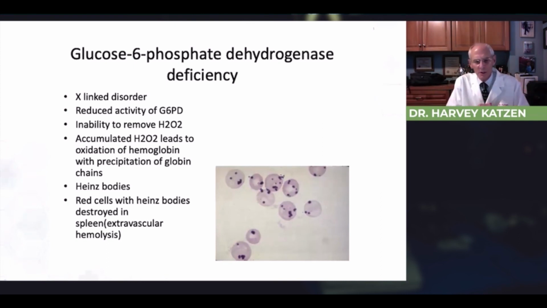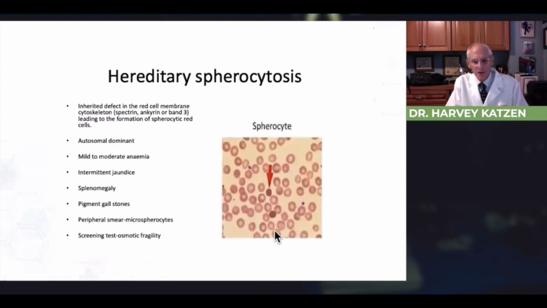Talking about G6PD deficiency, it's a hemolytic anemia, and the reticulocyte count is high. The only point of putting this slide in here is to show you that as you go through basic steps, you can ultimately come to a very sophisticated diagnosis, be it G6PD deficiency or HS, hereditary spherocytosis.